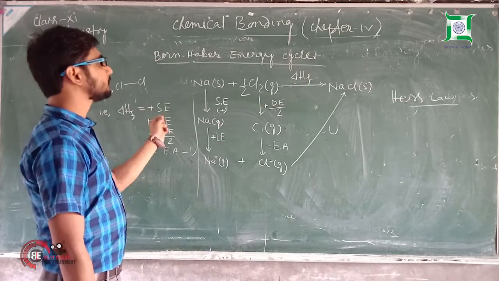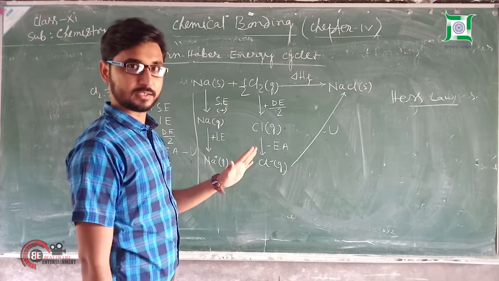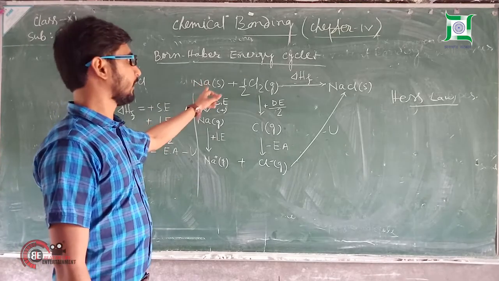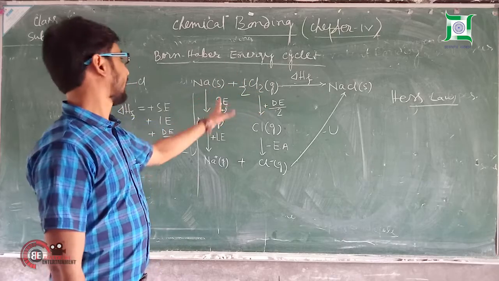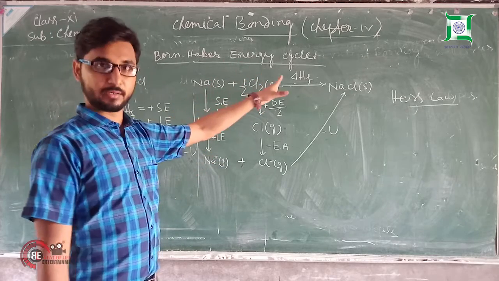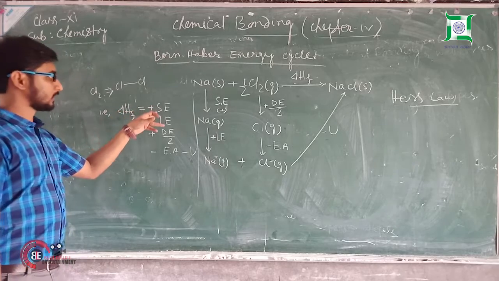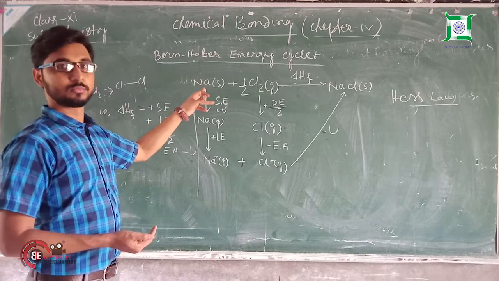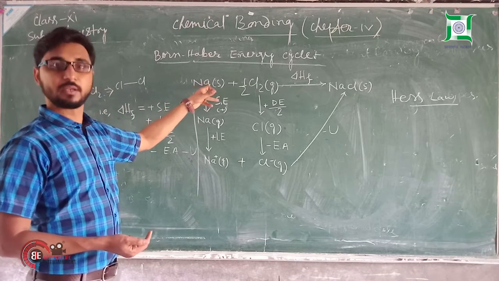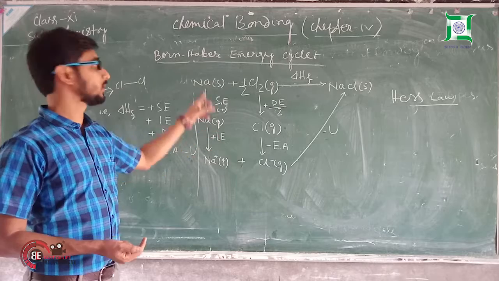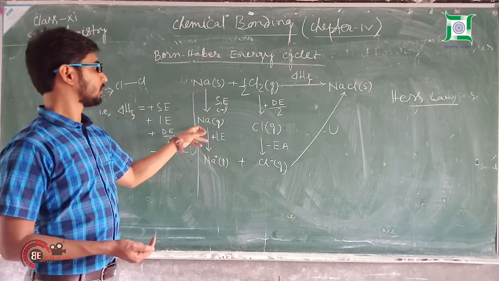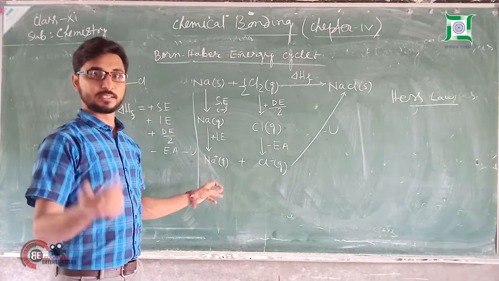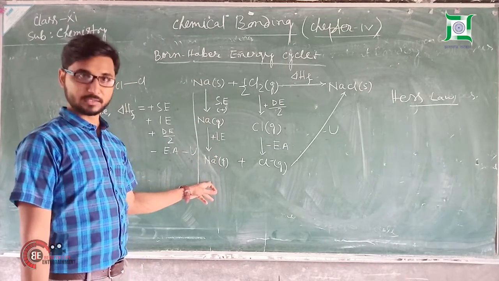So during the formation of NaCl from their stable atoms Na and Cl2, the energy terms involved in the Born-Haber energy cycle are sublimation energy, that is the energy required to change solid sodium into sodium gas. Second one is the ionization energy, which will change Na into Na plus.